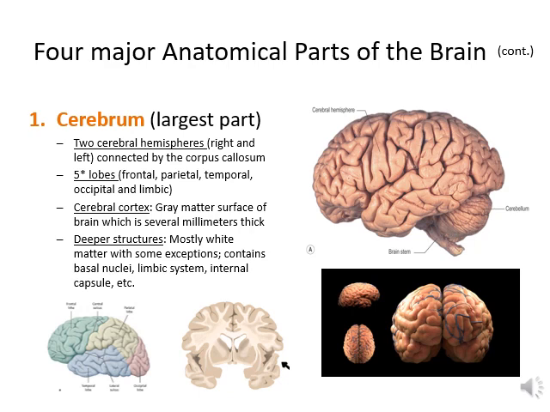The surface of the cerebrum we call the cerebral cortex, which is the gray matter. It's made of nerve cell bodies and dendrites, and is several millimeters thick. Inside the cerebrum is mostly white matter, but there are some exceptions, because some of the cell bodies are clustered, like the basal nuclei, and also the deep structures including the limbic system and internal capsules, etc.